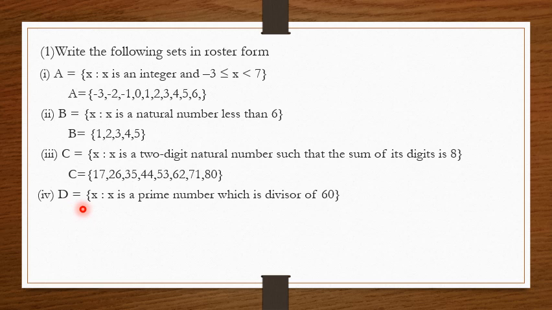Next, D is the set of all x such that x is a prime number which is a divisor of 60. So what are the prime divisors of 60? When we do the prime factorization, we get the numbers 2, 3, 5. So D is the set consisting of the numbers 2, 3, 5.